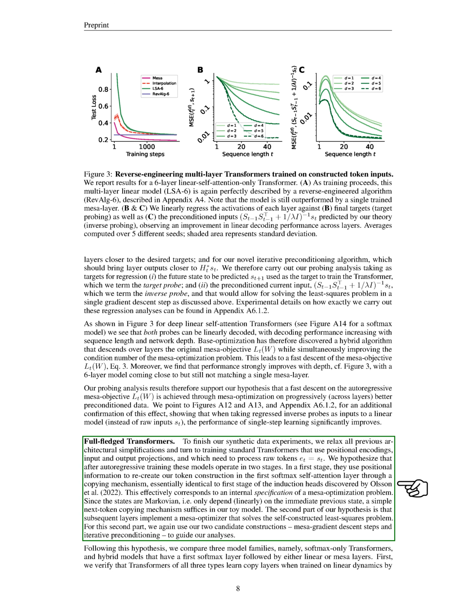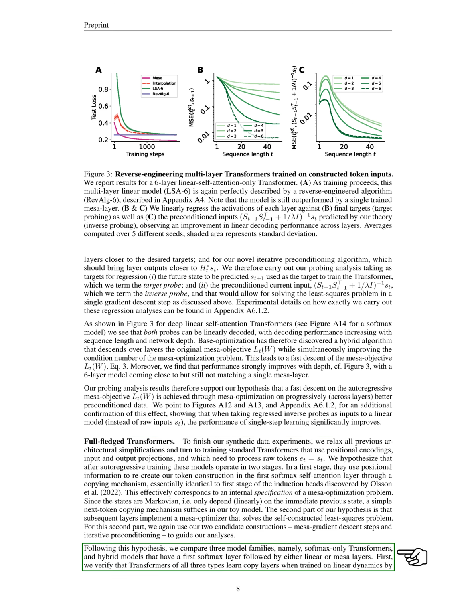First, they use positional information to recreate our token construction in the first softmax self-attention layer through a copying mechanism. This essentially sets up an internal mesa-optimization problem. The second stage involves implementing a mesa-optimizer that solves the self-constructed least squares problem. We've used our two candidate constructions, mesa gradient descent steps and iterative preconditioning, to guide our analyses.